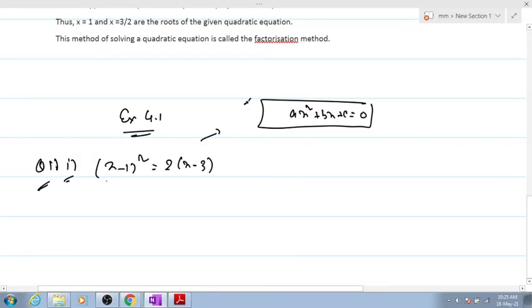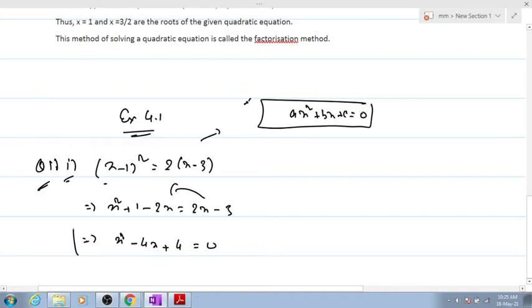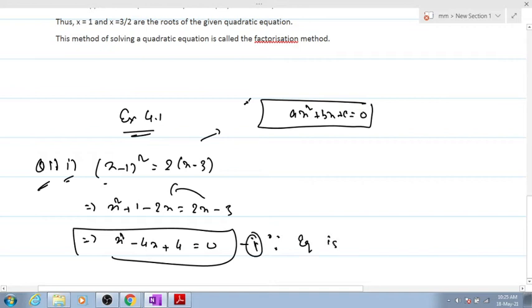Clear? Now we'll expand this. x square plus 1 minus 2x is equal to 2x minus 3. Bring this to LHS. x square minus 4x plus 4 is equal to 0. Since this equation, equation 1, is of the form ax square plus bx plus c, therefore it's a quadratic equation.